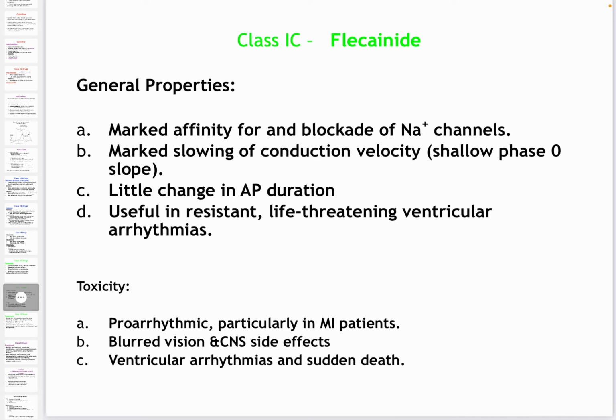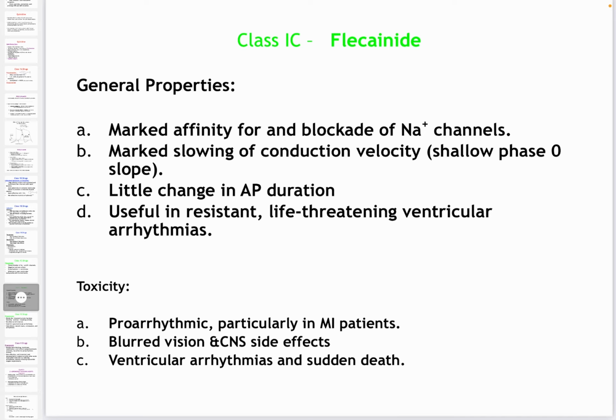Now, what do I mean by life-threatening ventricular arrhythmia? Or what do I mean by resistant? Resistant that did not respond to other treatment modalities. We're going to talk about some drugs that are preferable for use for the life-threatening ventricular arrhythmia. If the patient did not respond to these agents, then we can revert to flecainide. Because as we said previously, it is preferred to use this drug in the case of supraventricular arrhythmia.